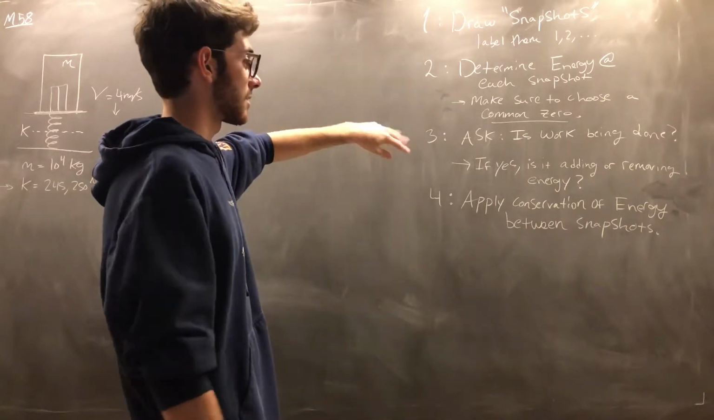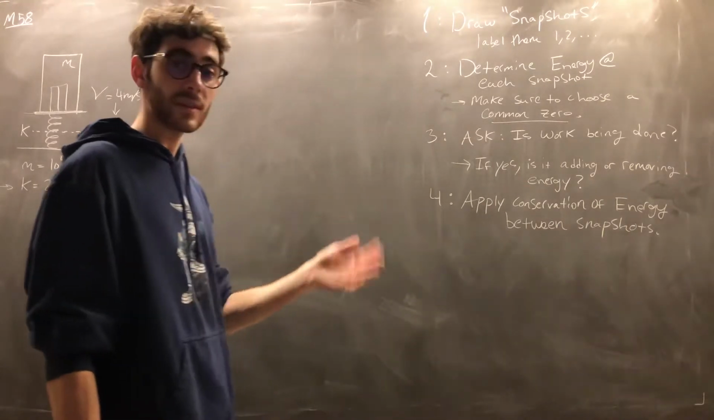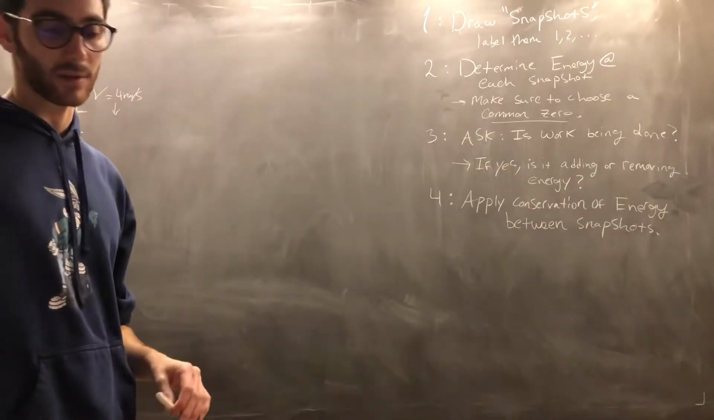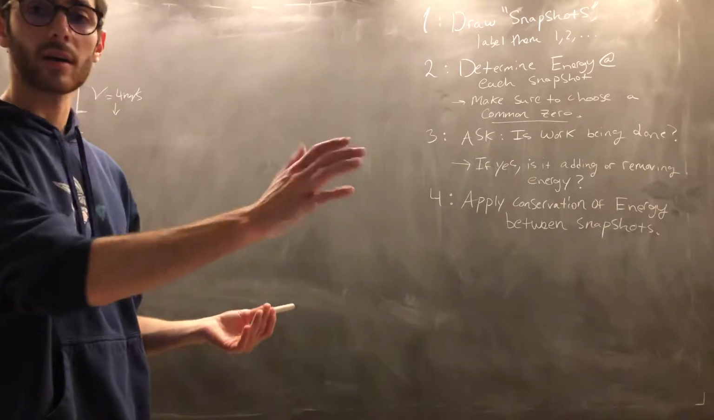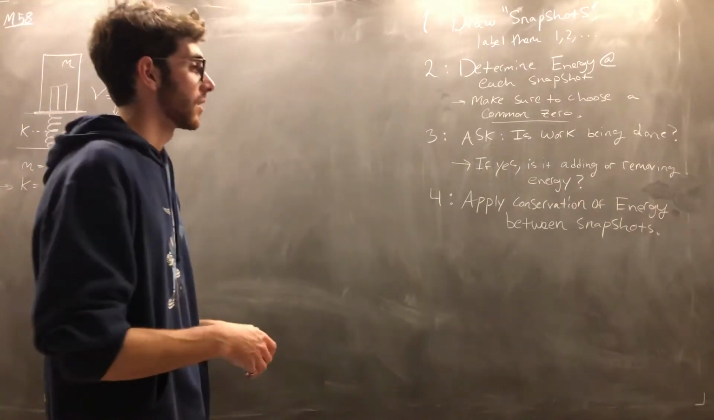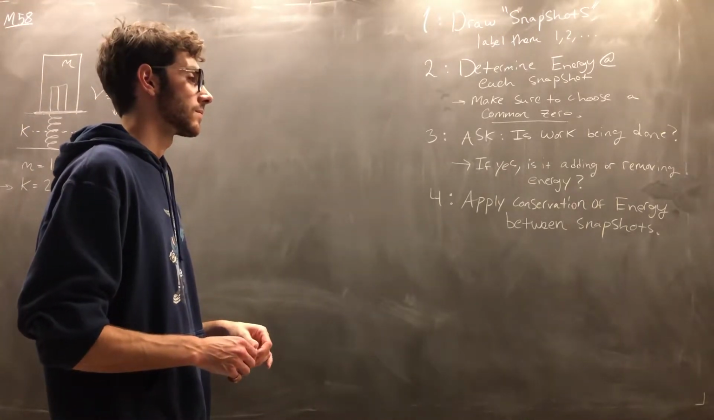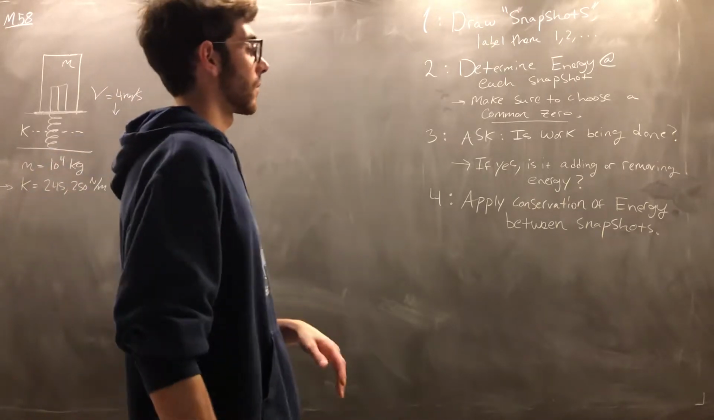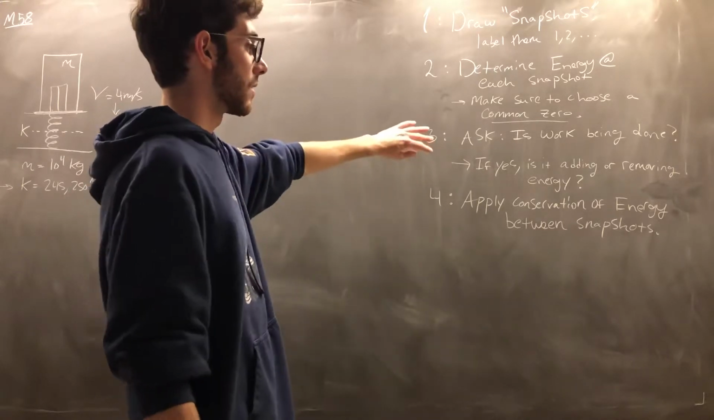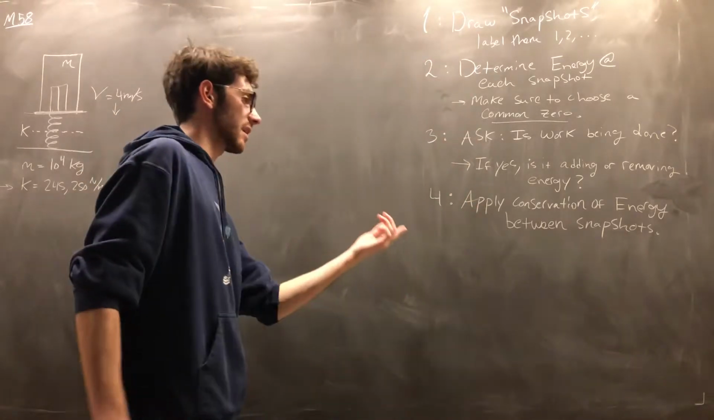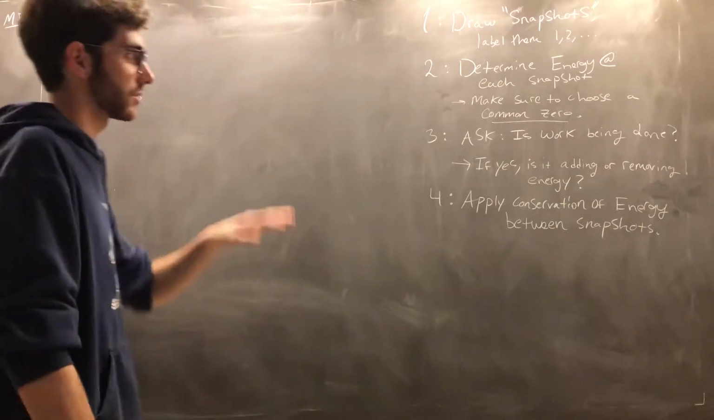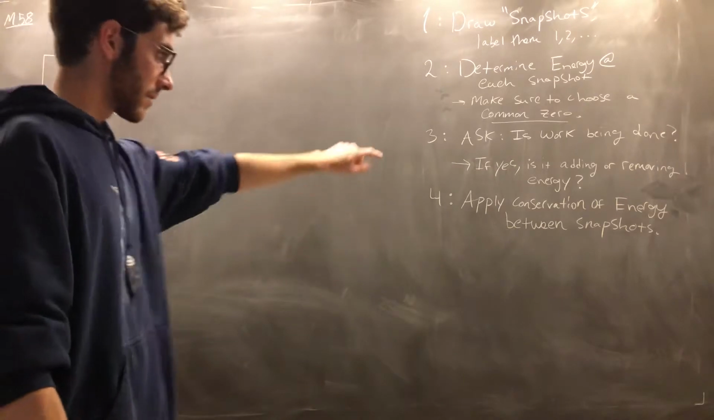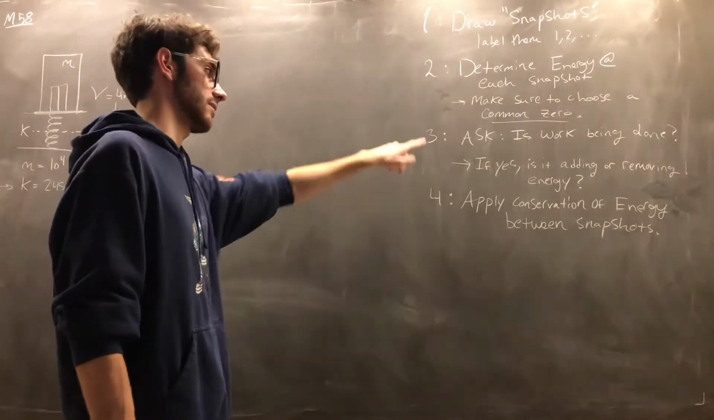Step 3, we'll ask ourselves, is work being done on the system? And if yes, is that work adding energy to the system? For example, a person pushing on a block would be adding energy into the system, while a frictional force might be removing energy from the system. So we ask ourselves, is there work, and if yes, is it adding energy or removing energy? And finally, we apply conservation of energy between our two snapshots, between our two frames. Maybe we need to consider work in there. That's why step 3 is here.